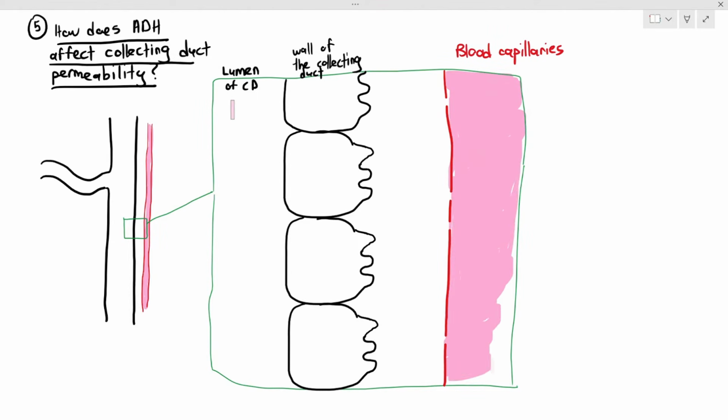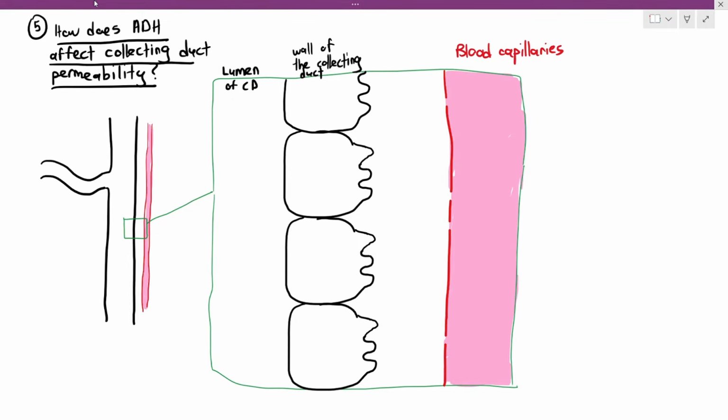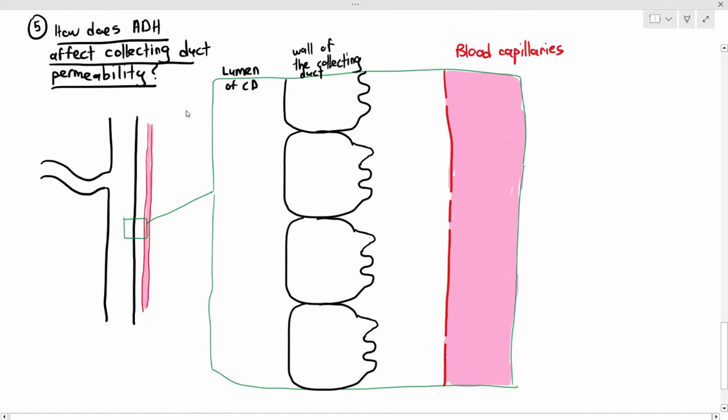I'm just magnifying that small green box, okay? So this is what we are seeing. And the pink color that I'm coloring in is just the blood. That's obvious because blood is in the blood capillaries. Now, notice the wall of the collecting duct. On their cell surface membrane, they have these receptors. And you guessed it, those are the ADH receptors. That is why only the collecting duct is sensitive to ADH. No other parts of the nephron, the PCT, loop of Henle, the beginning part of the DCT, have ADH receptors. That is why those parts of the nephron do not react to the ADH. Only the collecting duct does.